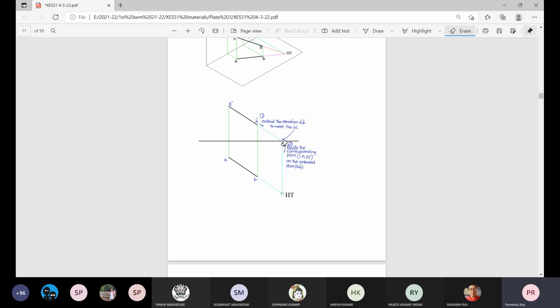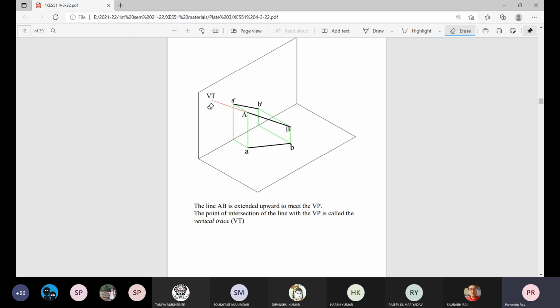Extend the plan to meet the ground line, extend the elevation, get the corresponding plan. It means through this elevation draw a vertical projector. You extend the plan backward towards B, get the point of intersection, it will be HT. Of course, HT and plan of HT are at the same location because the point itself is on the horizontal plane. Similarly, for this also extend in an inclined upward direction to meet the vertical plane. This is the vertical trace of the line. Necessarily the elevation will be extended, and the plan is also extended, but this point is on the vertical plane, so its plan will be on the ground line.